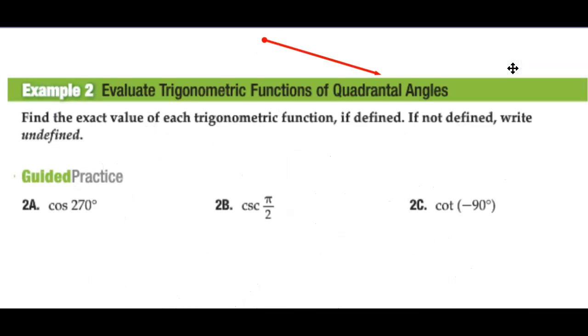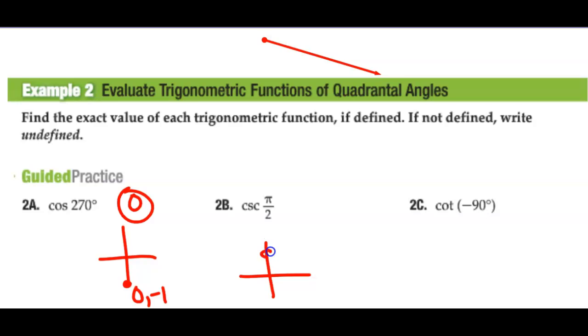Are we done, done? Oh, this is just a couple quadrantals. You should really have these memorized. If you're down here at 270, you went over 0 and down 1. Cosecant, I'm sorry, this says cosine, so it's just 0, the x value. Pi over 2 is up here. Again, memorize where that is. Pi over 2 is over 0 and up 1. Cosecant is the reciprocal of sine. The sine was 1, so the flip of that would just be 1.